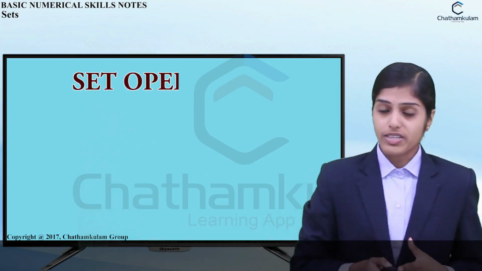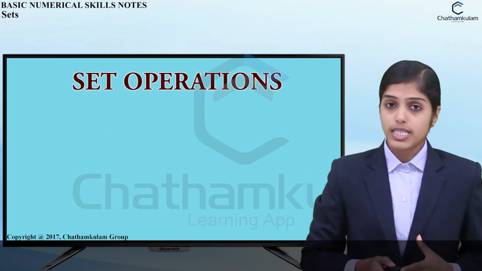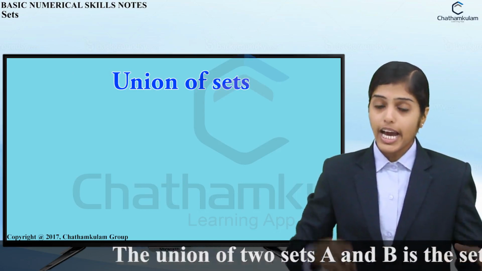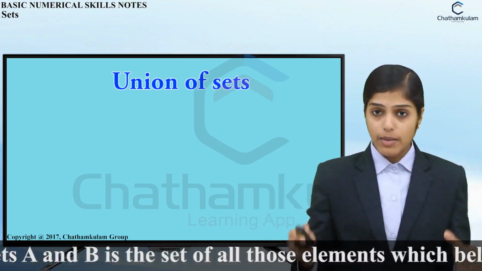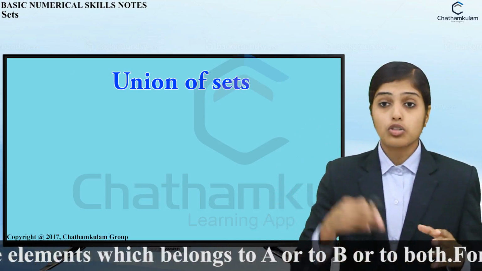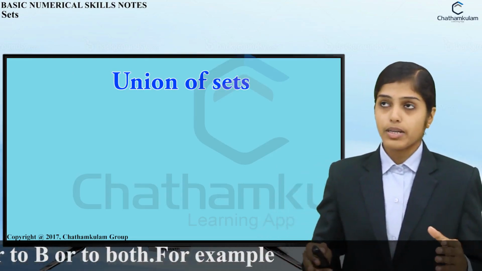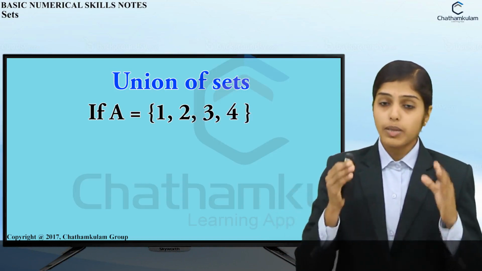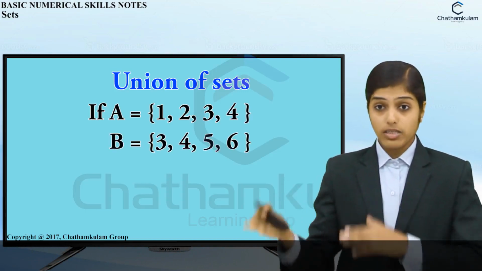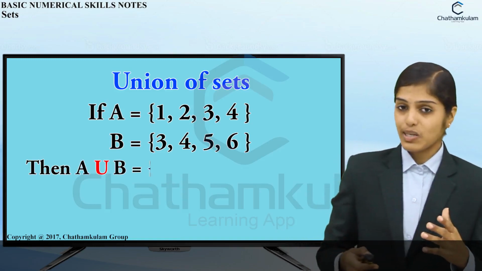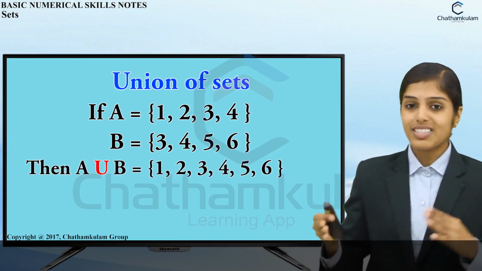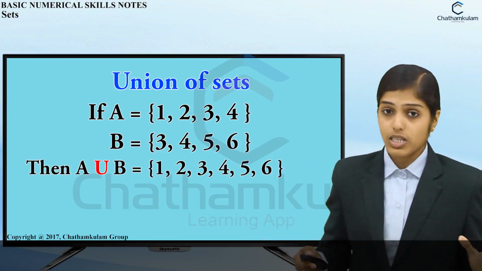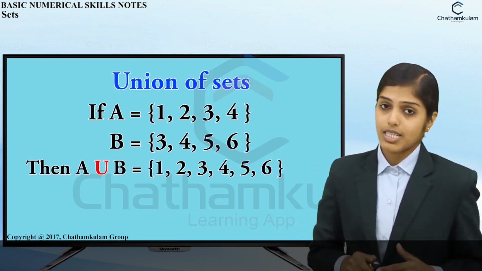Next, set operations. Here we first discuss the union of sets. The union of two sets A and B is the set of all those elements which belong to A or to B or to both. For example, if A is equal to the set {1, 2, 3, 4} and B is equal to {3, 4, 5, 6}, then A union B is equal to {1, 2, 3, 4, 5, 6}. Here we know repetition is not allowed in a set.